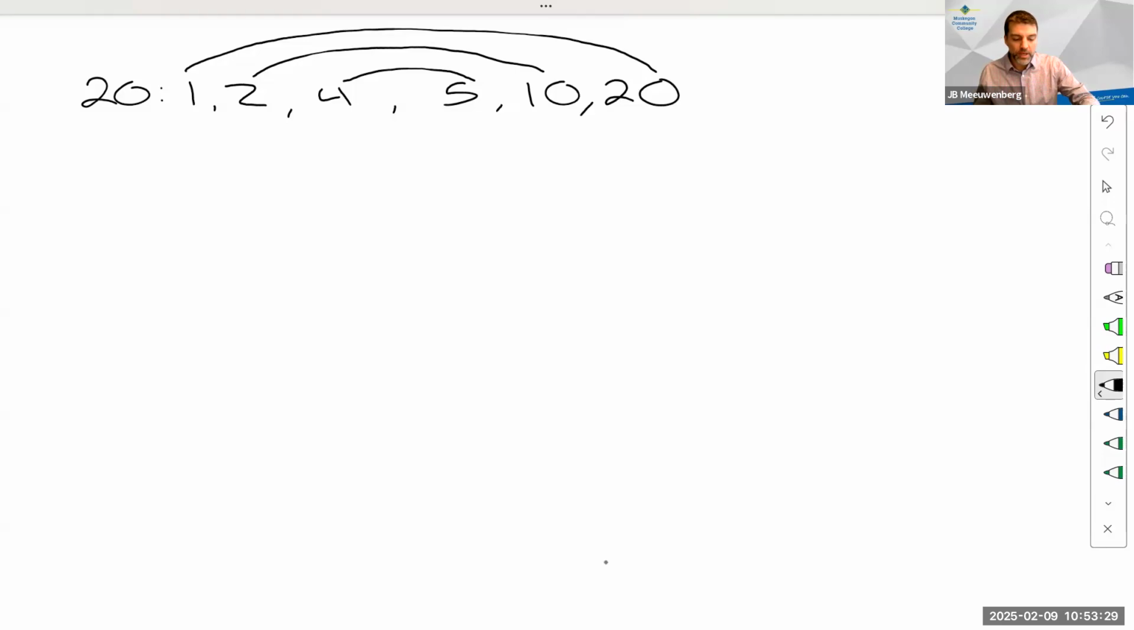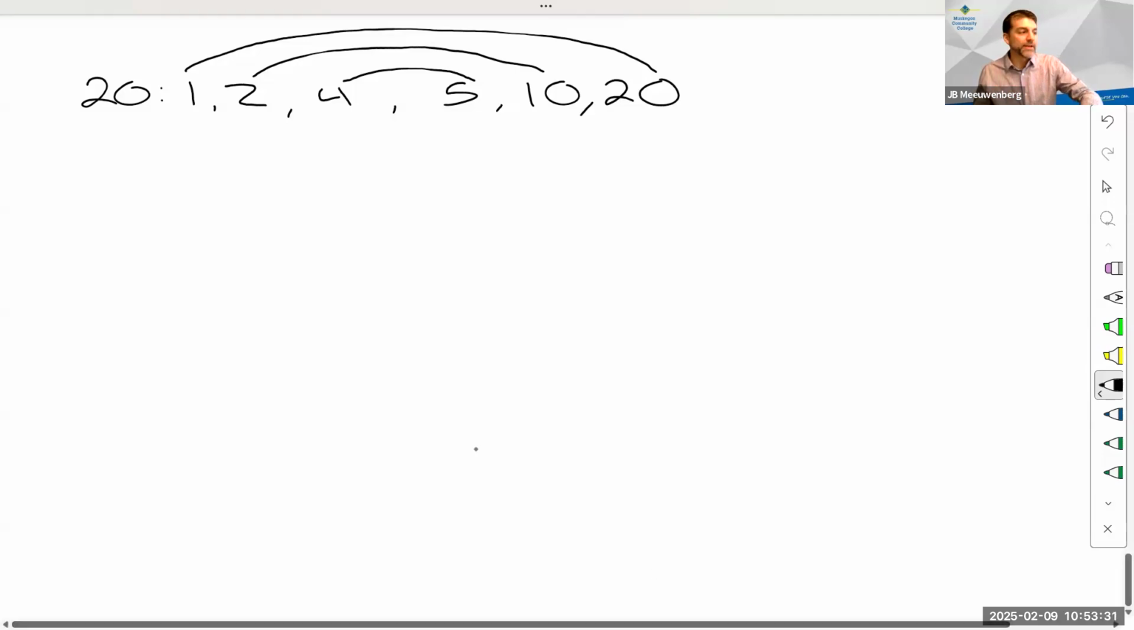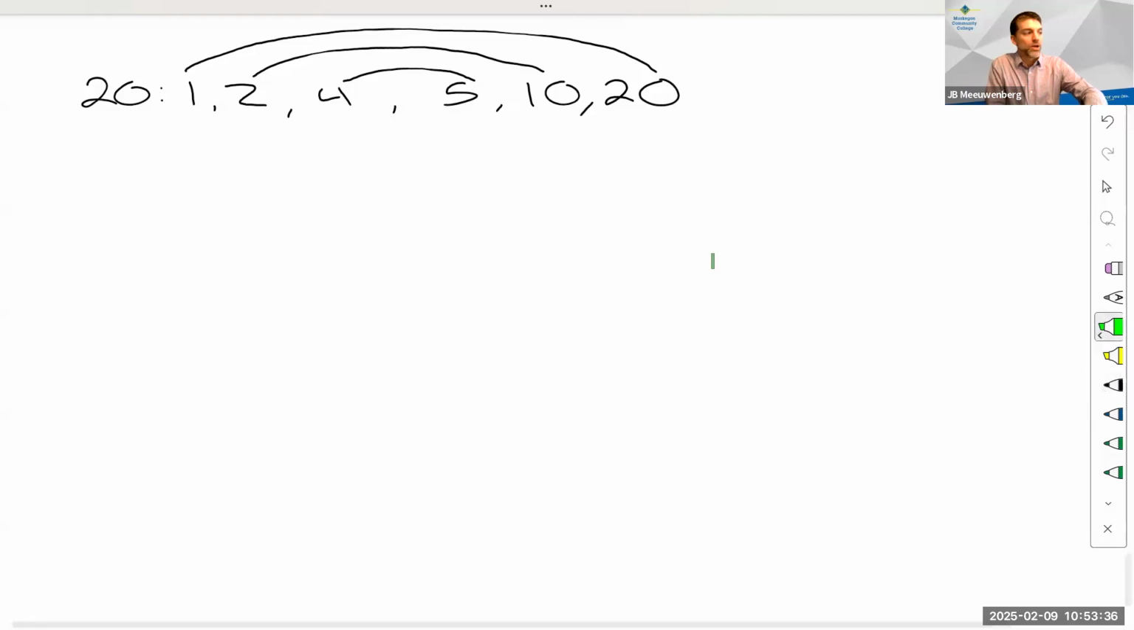One of the things that's important to know is that no matter what type of number we pick, 1 and the number itself will always be factors. 1 and the number itself will always be factors of any number.